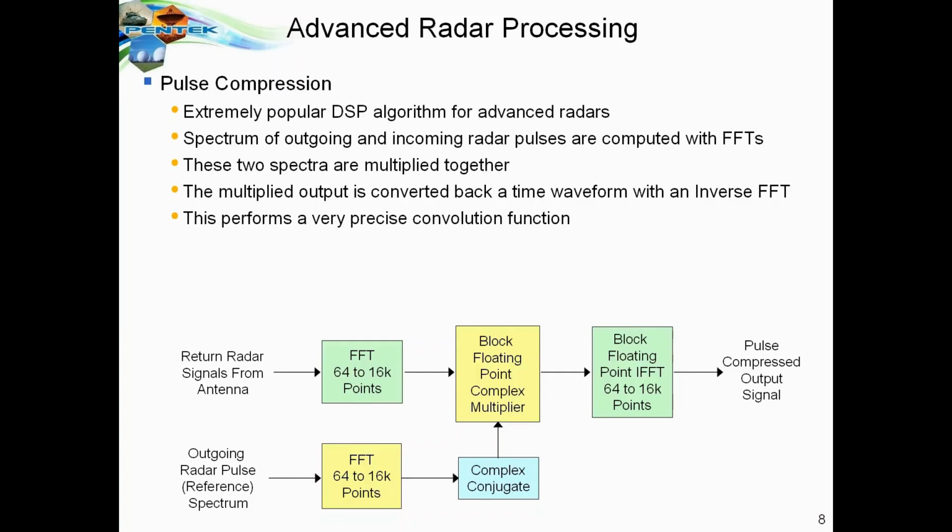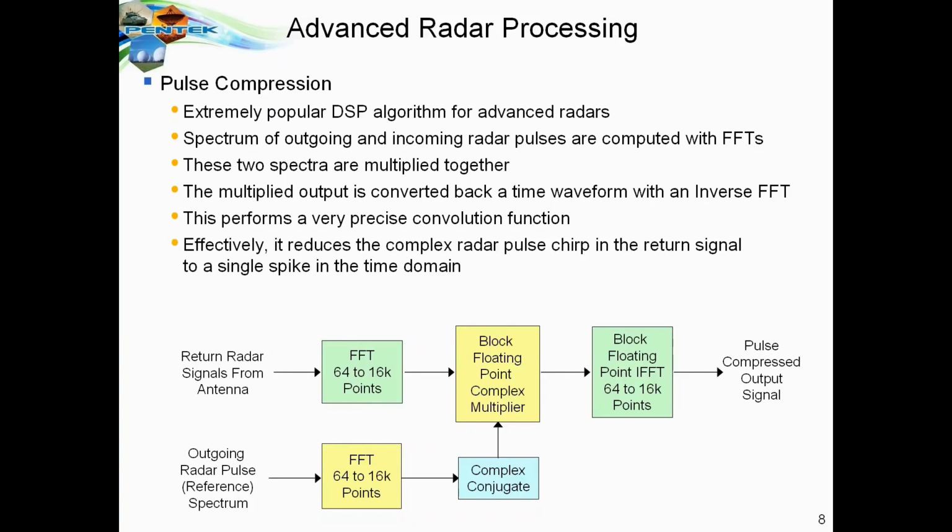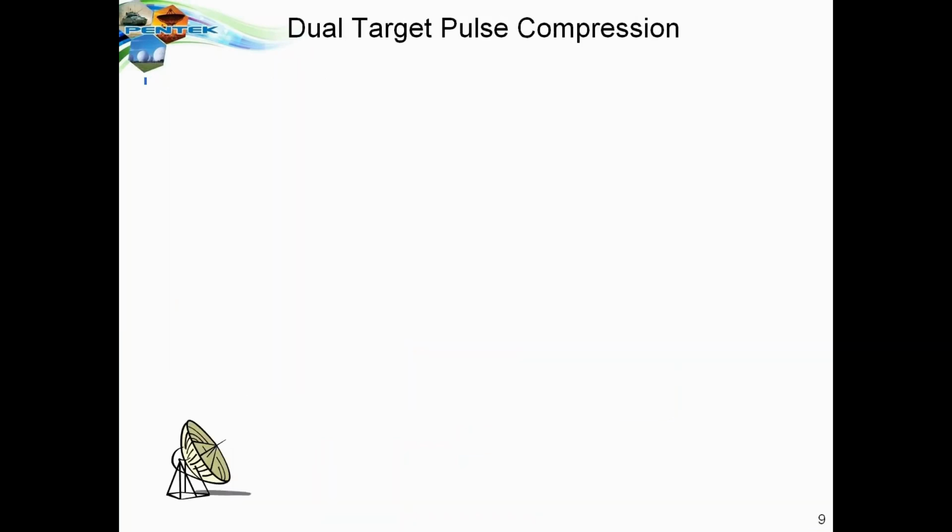The result is mathematically equivalent to a very precise convolution function. Effectively, what it does is it reduces the complex radar pulse chirp in the return signal to a single spike in the time domain. In fact, Pentek developed and sold a pulse compression core for Virtex-4 in 2004.